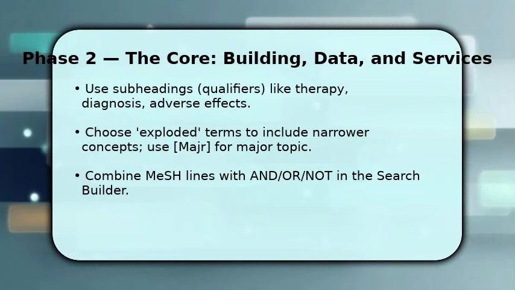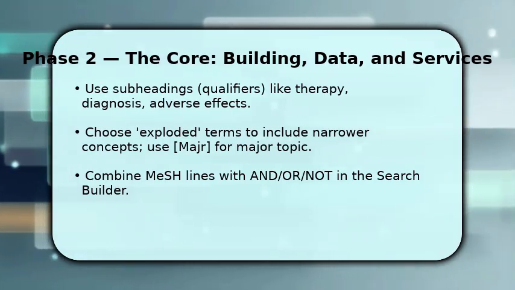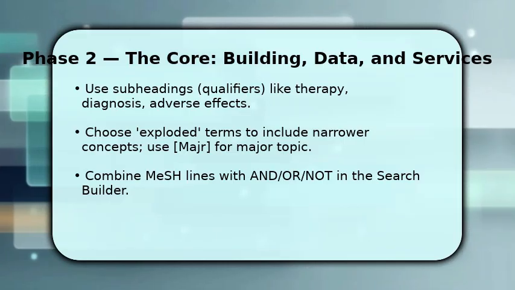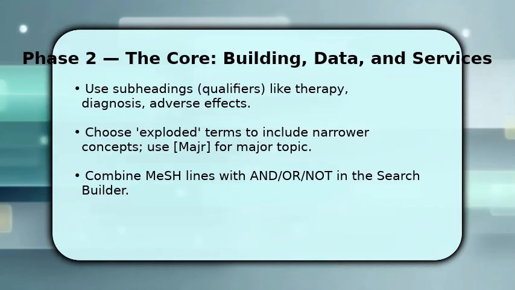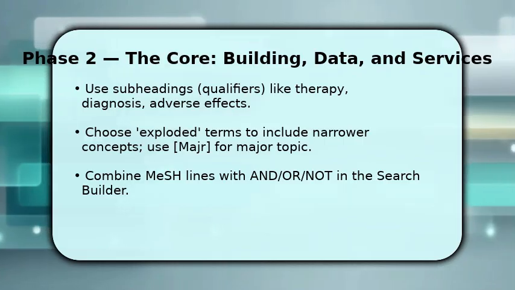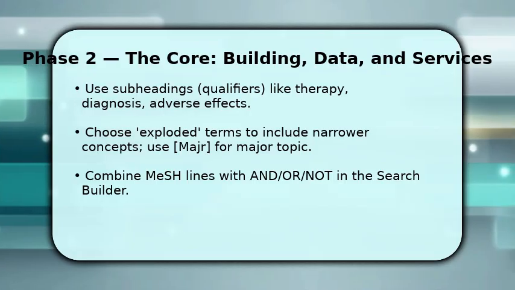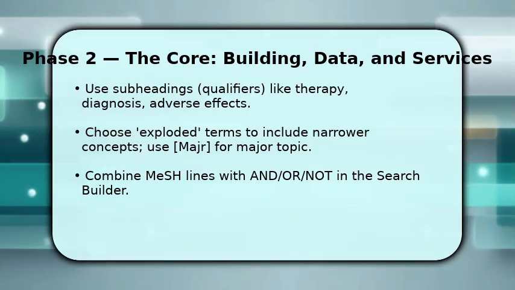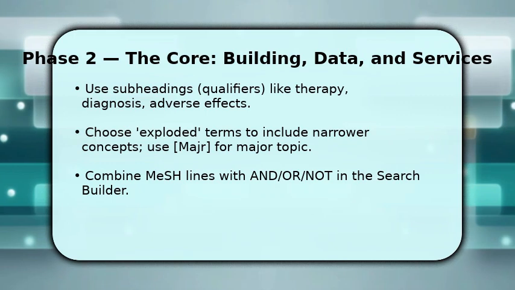Next, refine the MeSH term by selecting relevant qualifiers. For example, choose diagnosis or therapy to focus results. Make sure to explode the term when you want narrower concepts included. Conversely, add major if the concept must be central to the article. Then combine MeSH lines in the search builder using OR, AND, or NOT to build precise Boolean logic. This layered control reduces noise and captures studies that are truly about your topic, rather than mentioning it peripherally.